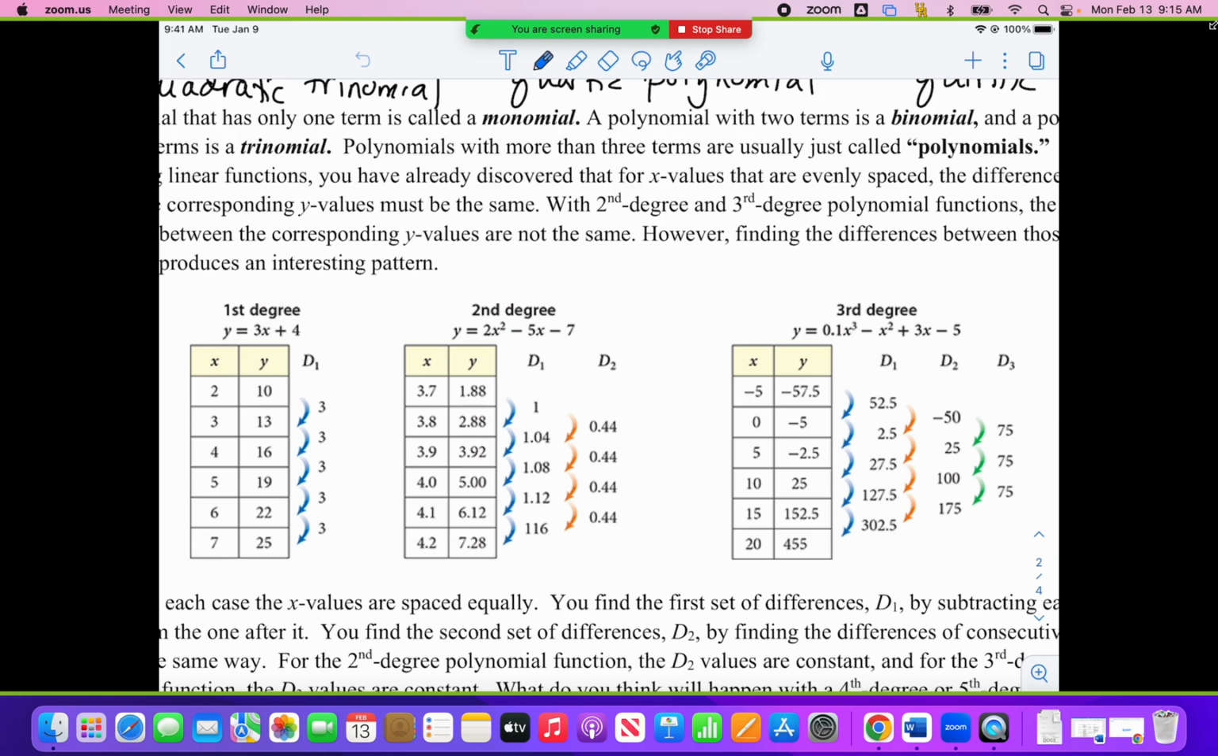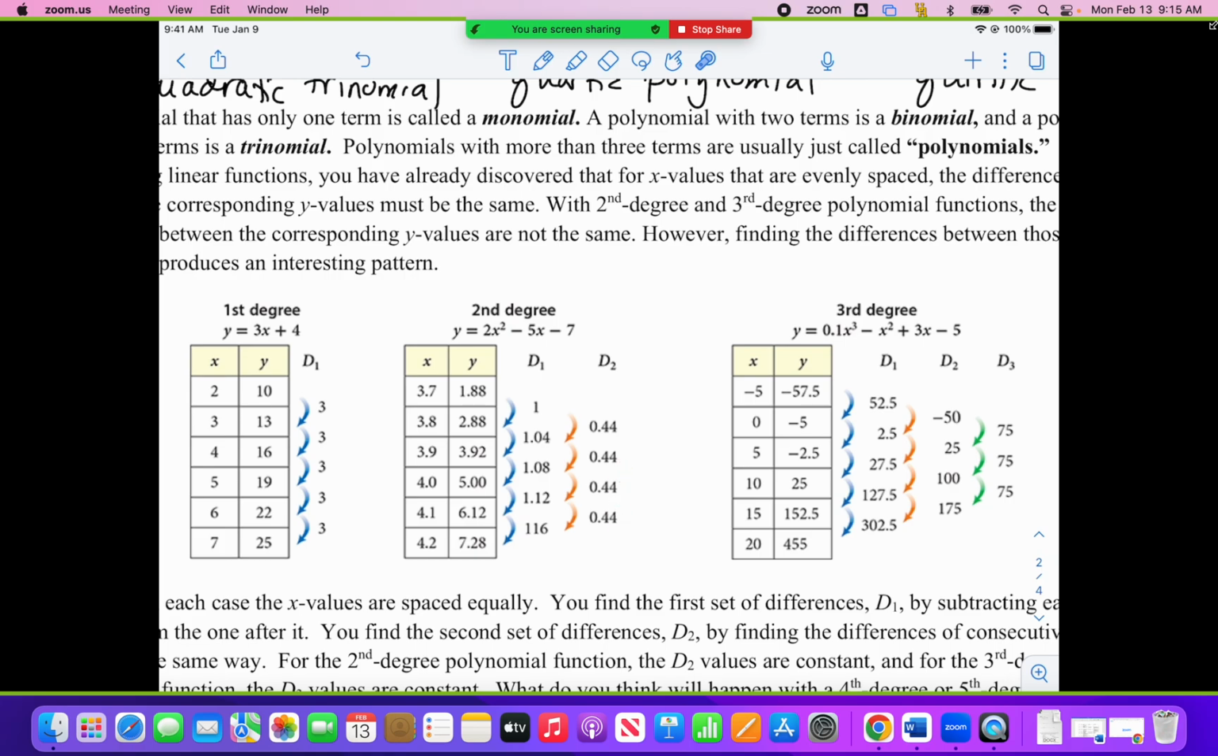So when you look at a first degree polynomial, this one here, notice the common difference is 3, and so it was 3x, the slope. Well, with a quadratic, y equals 2x squared minus 5x minus 7, if I do the first set of differences, they're not the same. But if I take the differences of the first differences, so I call it the second difference, if it's second degree, their second difference will be constant.